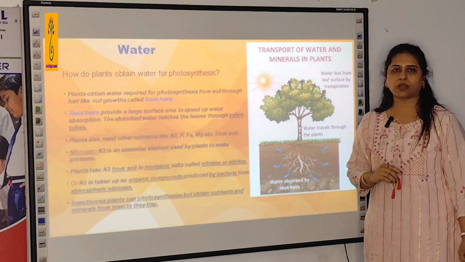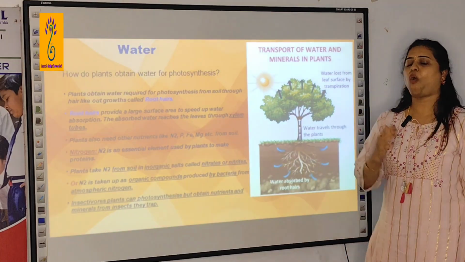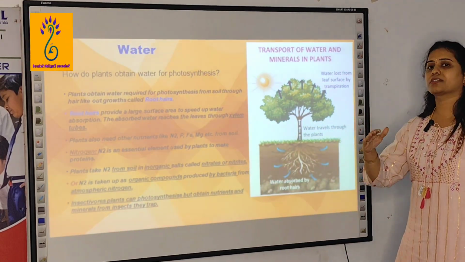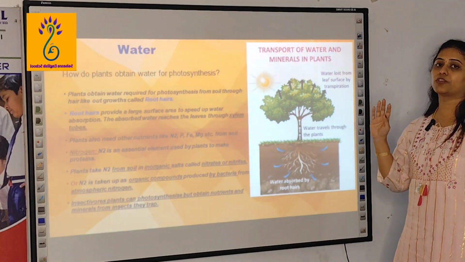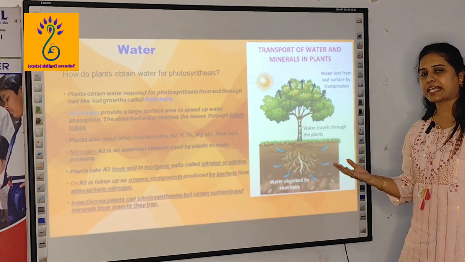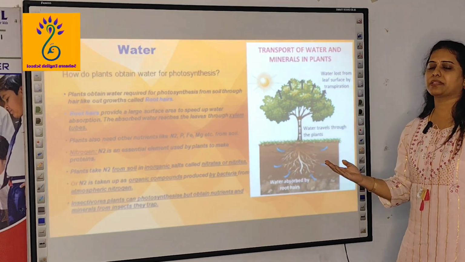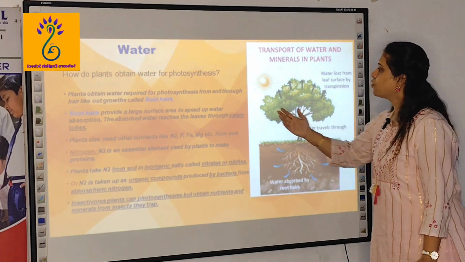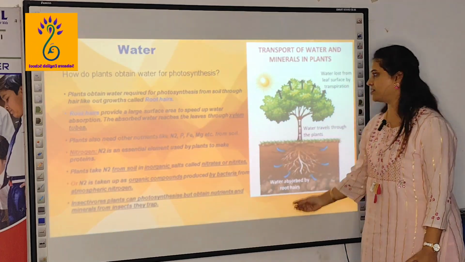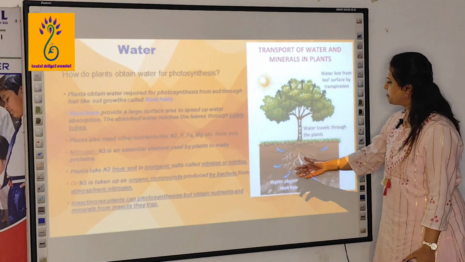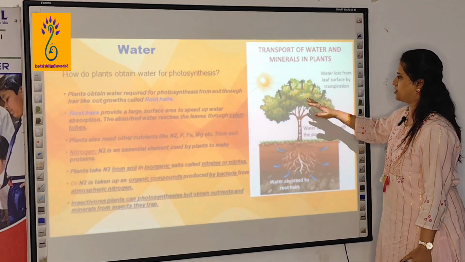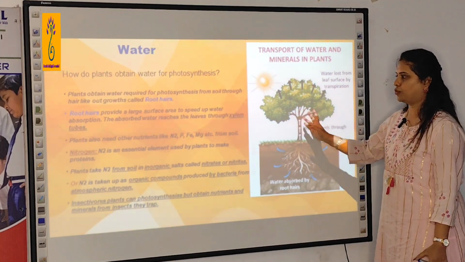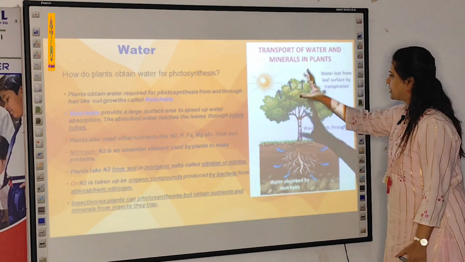Okay, is water required for photosynthesis? Yes, water is split into hydrogen ions and oxygen. Oxygen is released as a byproduct, and that hydrogen ion is added. That is, the reduction happens, isn't it? And carbohydrates are formed. Root hairs provide large surface area to speed up the water absorption, and this is passed to different parts of the plant through xylem. Coming to carbohydrate, preparation is done.